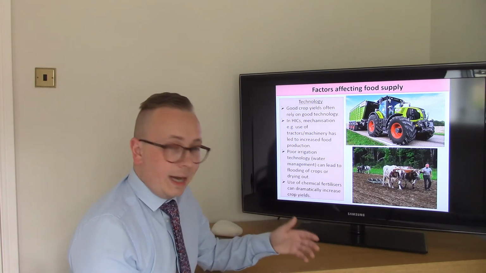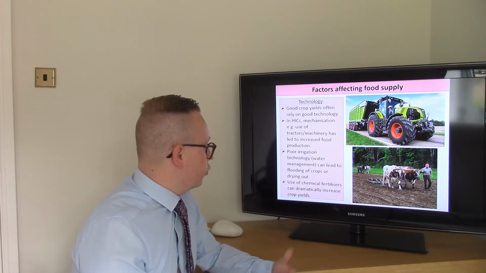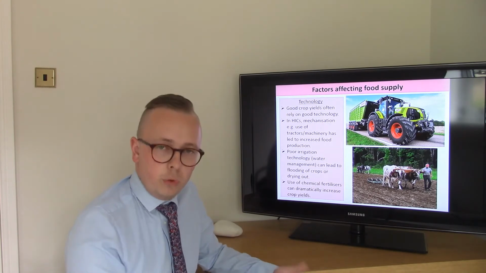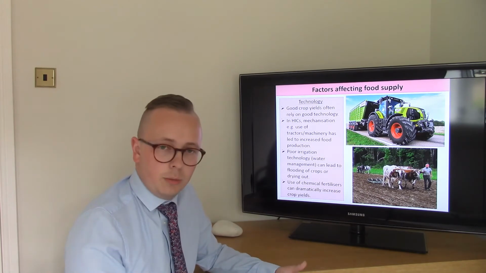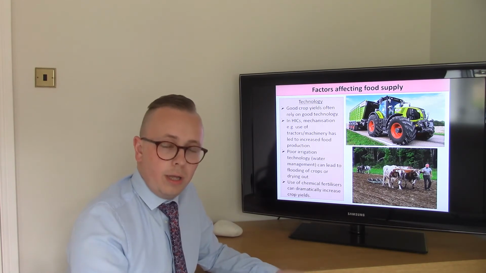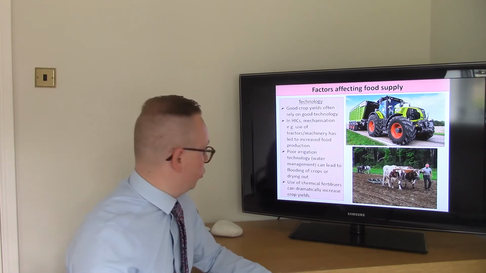And again, in high-income countries, we often see the use of chemical fertiliser can dramatically increase crop yields and improve the productivity of the soils, whereas if you can't afford those fertilisers in a low-income country, the soil might be poor, and as a result, over several years it might become incapable of supporting plant growth.